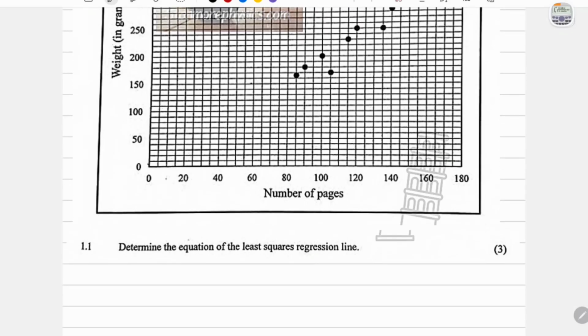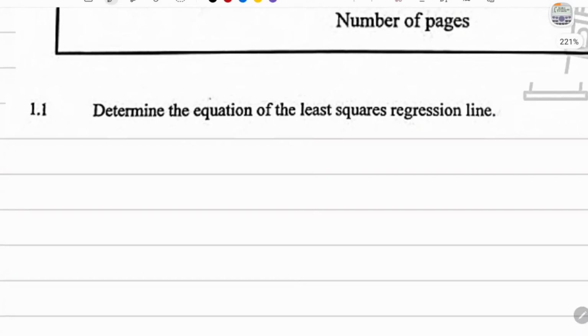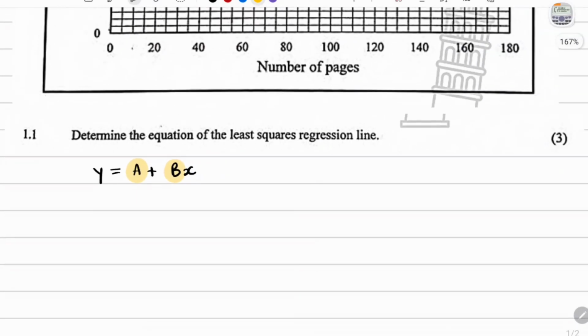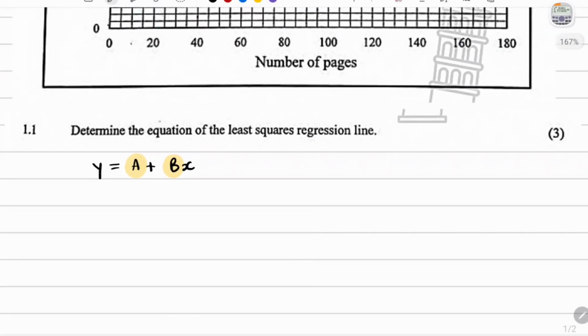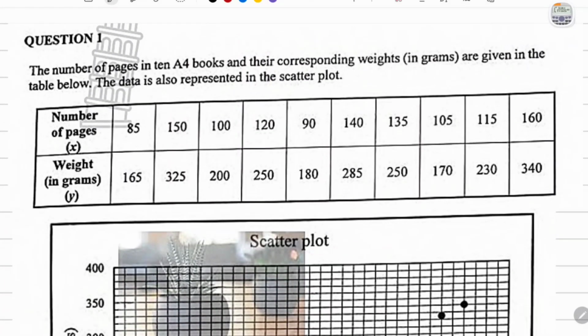So the first question says we need to determine the equation of the least squares regression line. The equation of the least squares regression line looks like this: y is equal to a plus bx. As you can see, it looks like the equation of a straight line, and the only things that we actually have to find are the value of a and the value of b. In order to find those, all we're going to do is use this information that we have here.